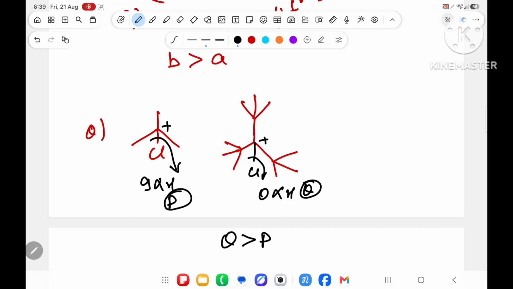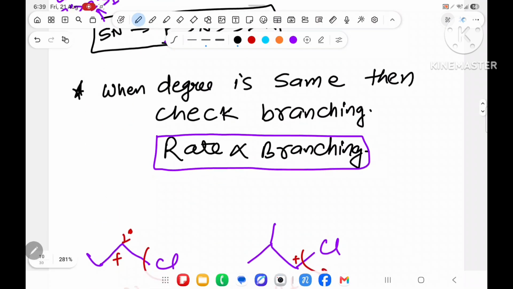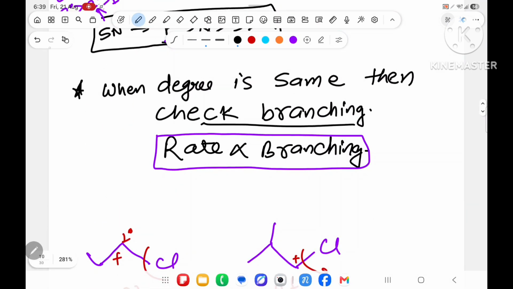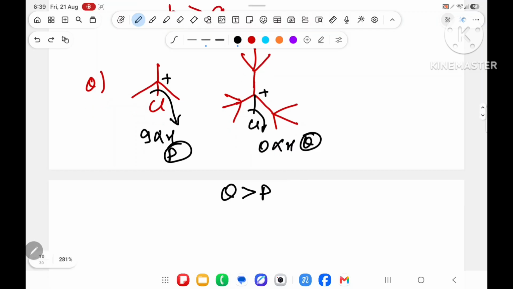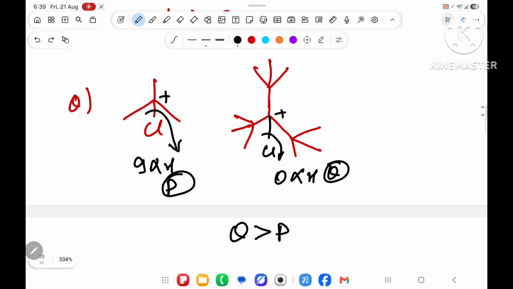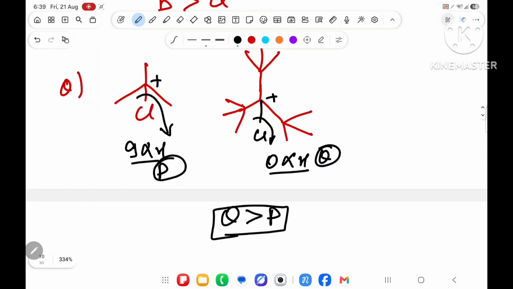Understood? You always have to judge according to more branching. Don't judge according to alpha hydrogen. If branching is there, judge according to branching. It is written directly that when the degree is same, then check branching. Alpha hydrogen is not written for SN1. If they ask which of the following is more stable carbocation, then you will say this. But for SN1, if they ask which of the following will do more SN1, then you will say Q is more than P. Don't get confused.